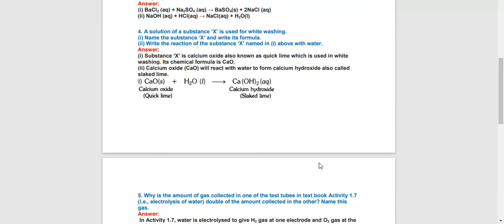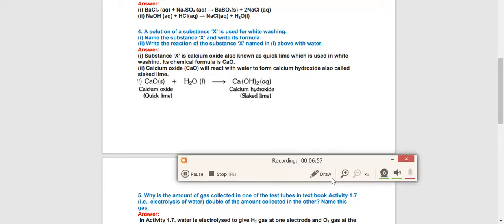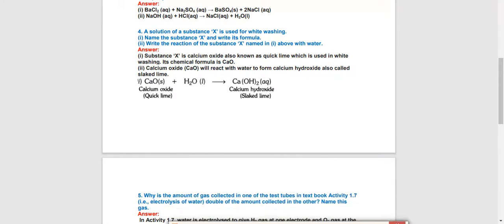Okay, now come to question number 4. In the fourth question, what is asked is a solution of a substance X is used for whitewashing. We have covered this in the videos part 1 and part 2. You can go through that for the chemical reaction equation. One substance is there which is used for whitewashing. We have to write the name of that substance, and also we have to write its formula.